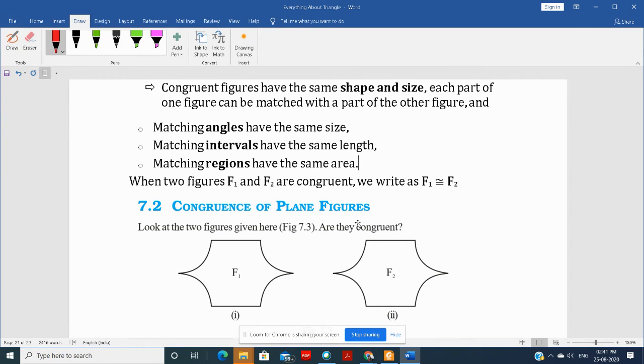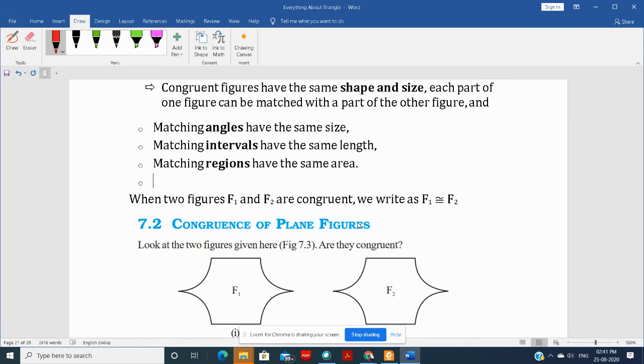And all these criteria make two figures look the same in size and shape. And so we can say that they are congruent to each other. So we can say here when two figures like F1 and F2 are congruent, we write F1 congruent to F2.